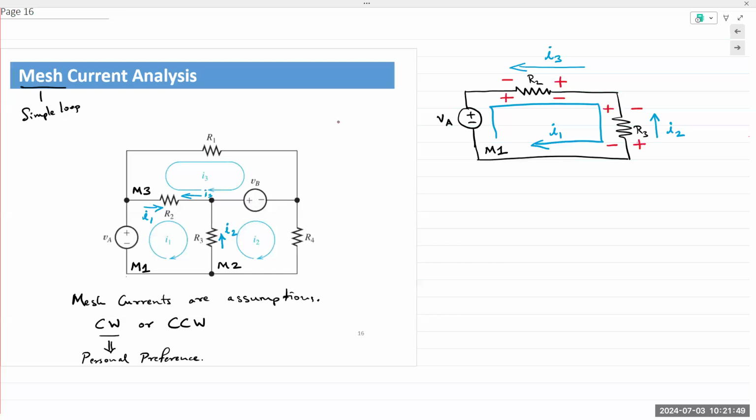Any questions about this concept? Yes. So are you talking about this? R2? So what was the question? Okay, so the question being asked is whether the plus and the minus signs that are outlined are only for the currents? And the answer is yes. It's only for the mesh currents that are flowing through those resistors. Nothing else.